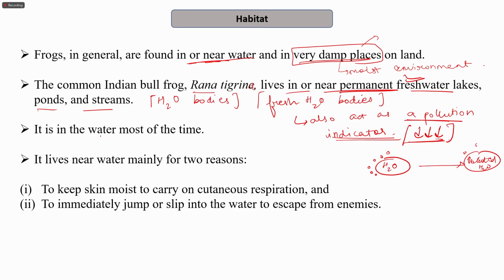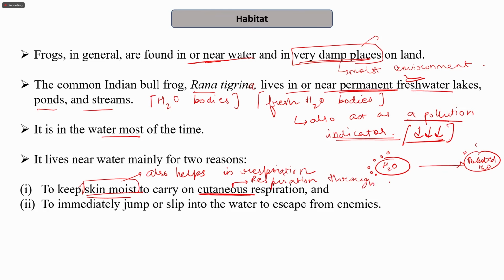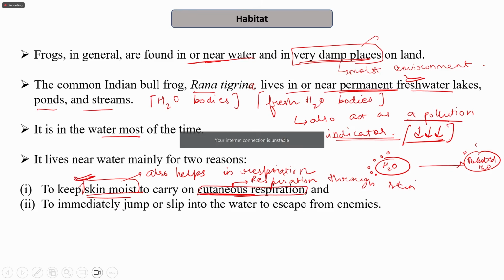So it is usually in water most of the time. It lives near water mainly for two reasons. Firstly, it helps in keeping the skin moist. This moist skin also helps in respiration, which we will see when we understand the respiratory system. It helps to carry on cutaneous respiration, which means respiration through the skin. So to carry out cutaneous respiration, it usually lives in a moist environment to keep its skin moist.